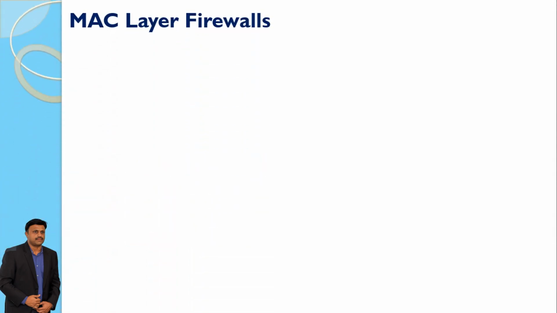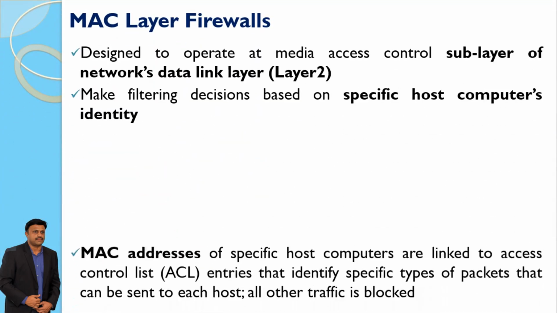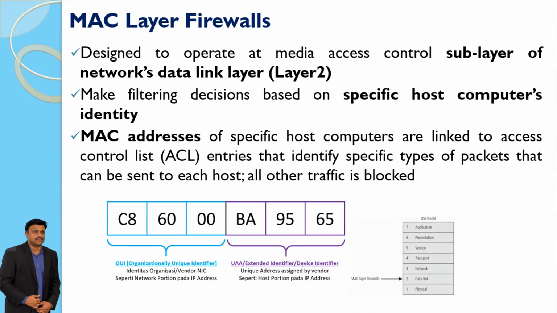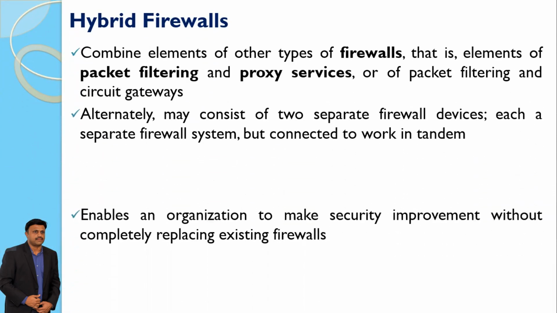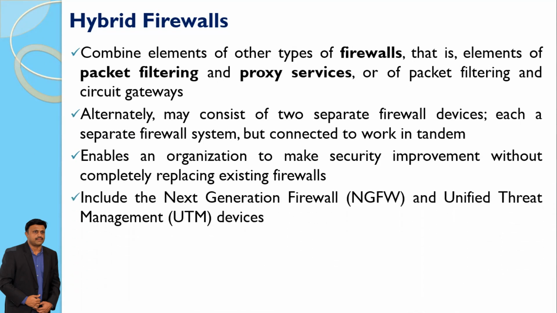MAC layer firewalls operate at the data link layer, making filtering decisions based on the specific host computer's identity, using MAC addresses to control traffic. Hybrid firewalls combine elements of packet filtering and proxy services, or circuit gateways, to enhance security without replacing existing firewalls. They include next-generation firewalls and unified threat management devices.